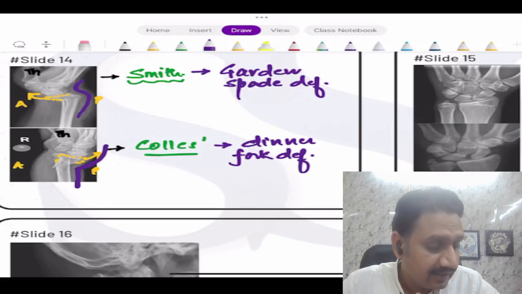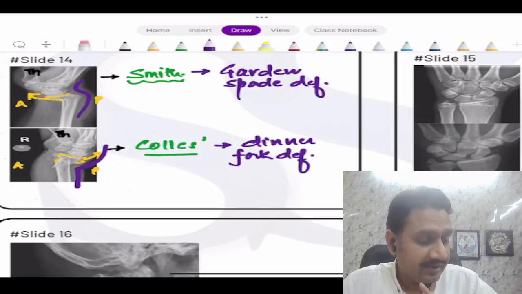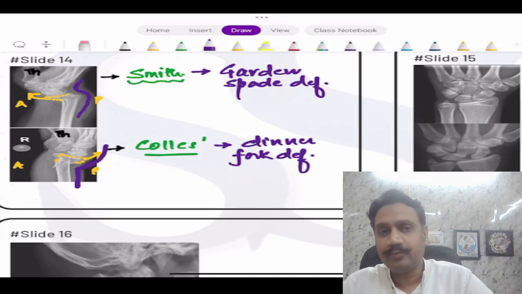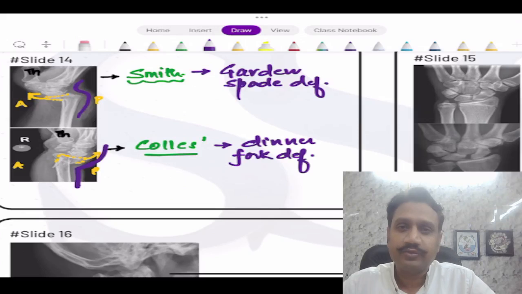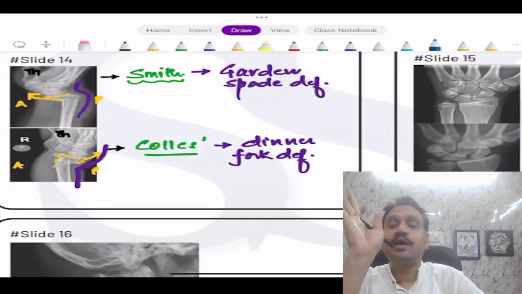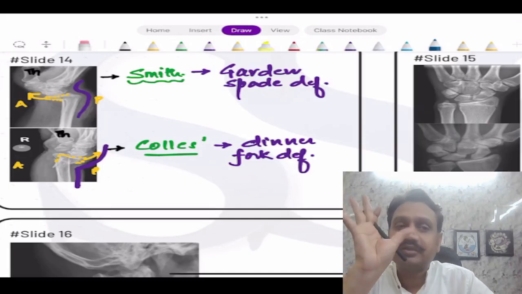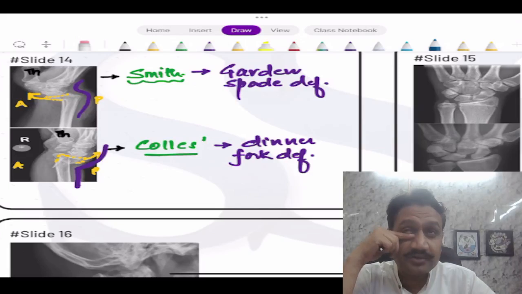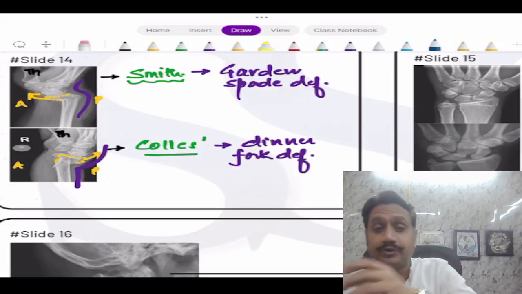Yes, absolutely correct. Azhar, Amit, you should be absolutely able to differentiate between the Smith and the Colles injury. That's very, very important. These two images are sometimes confusing just because you forget how to identify them on the basis of their displacement. So how to identify the palmar side? Look at the shadow of the thumb. That will be very, very easy for you if you're ever confused.